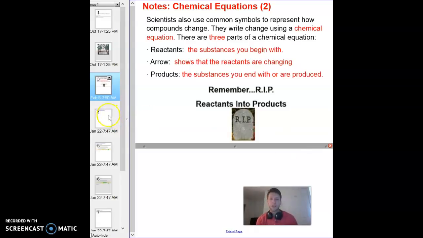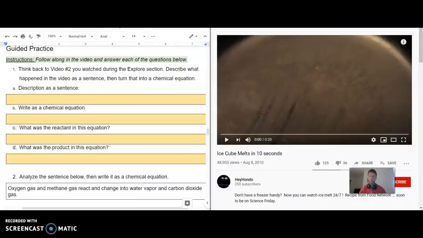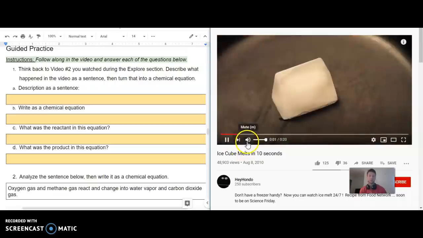All right, let's jump over into guided practice. Okay, we're looking at guided practice together. Number 1, think back to video 2 you watched during the Explore section. Describe what happened in the video as a sentence, and then turn that into a chemical equation. Wow, okay. So first, I'm going to re-show video number 2, which was the ice cube melting on a stove burner.